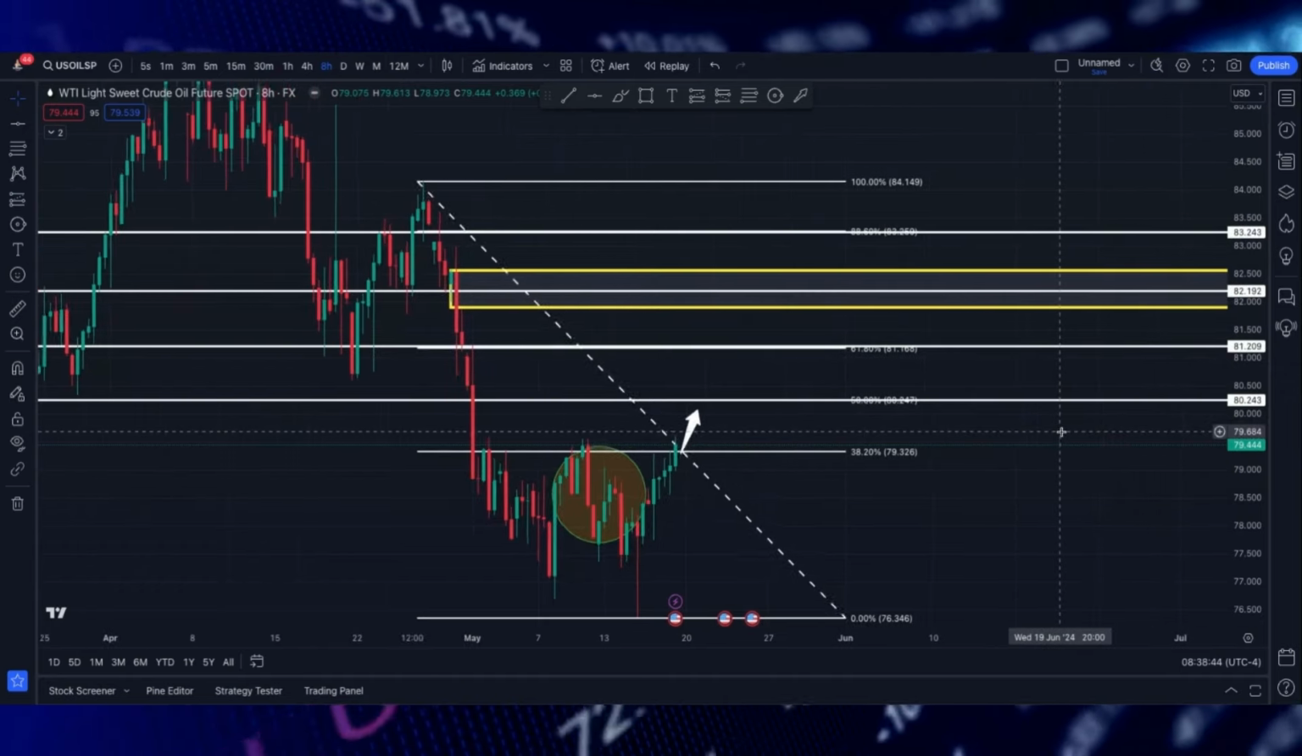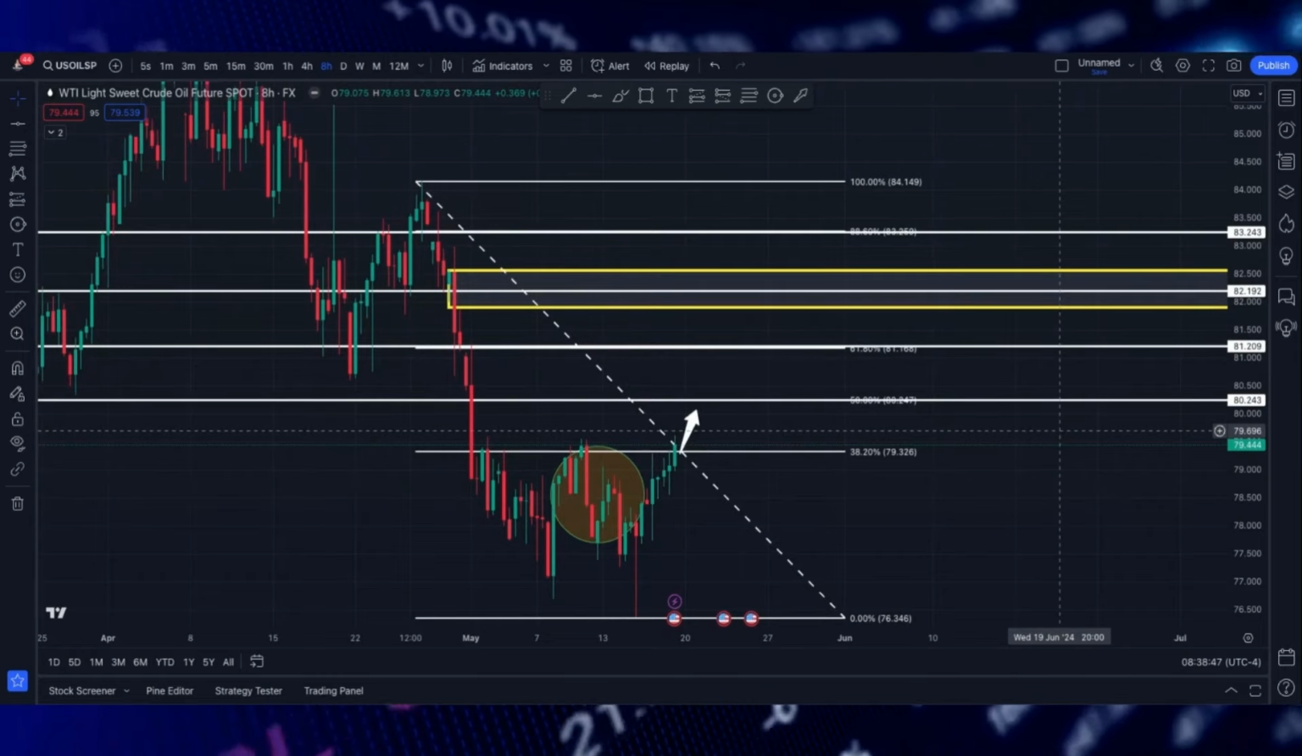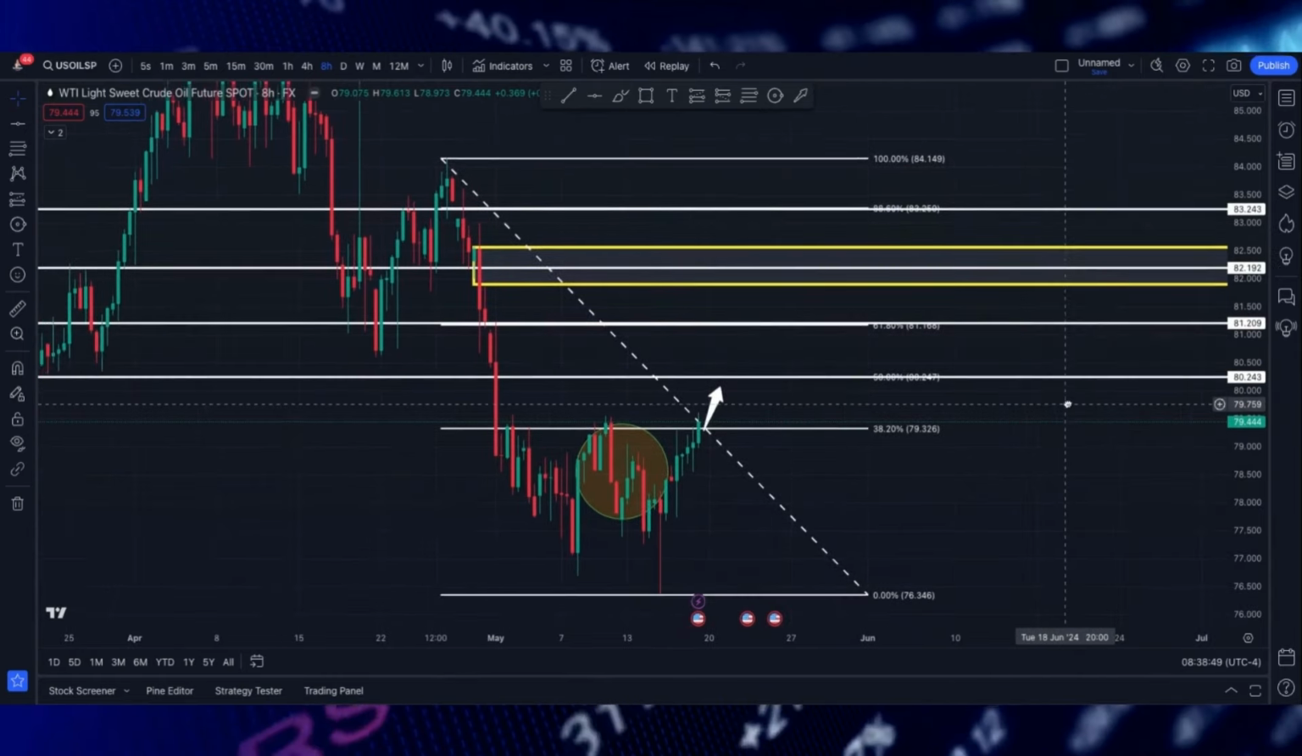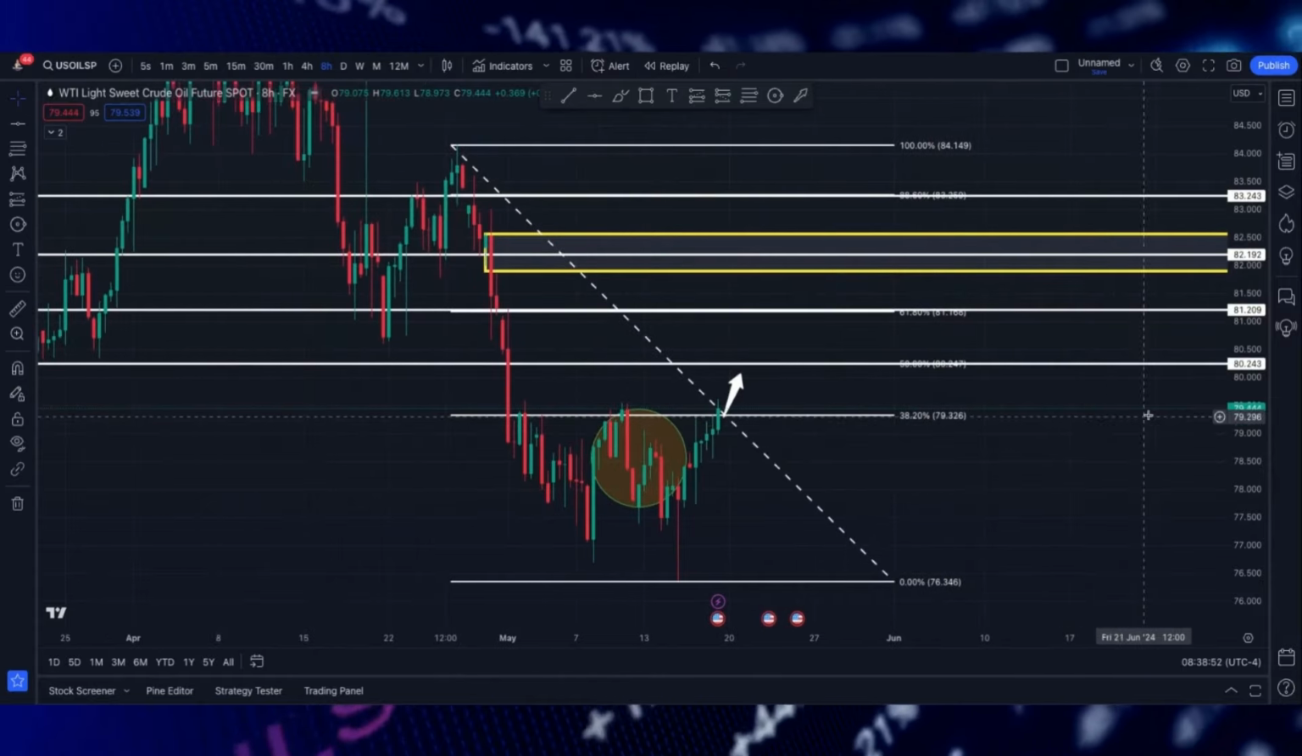So we're going to trade what we see, not what we think, but we should be climbing to that 80.24, 80.50 level early this particular week.